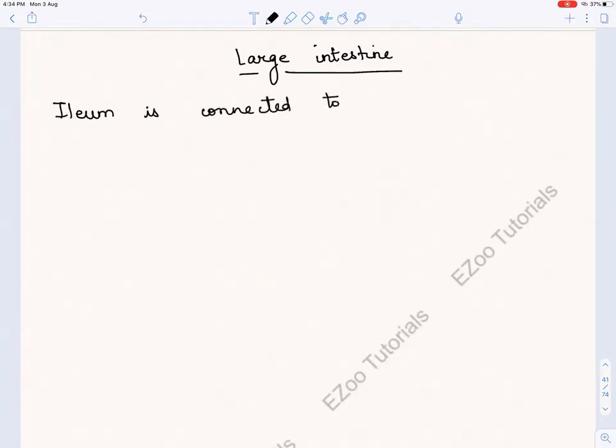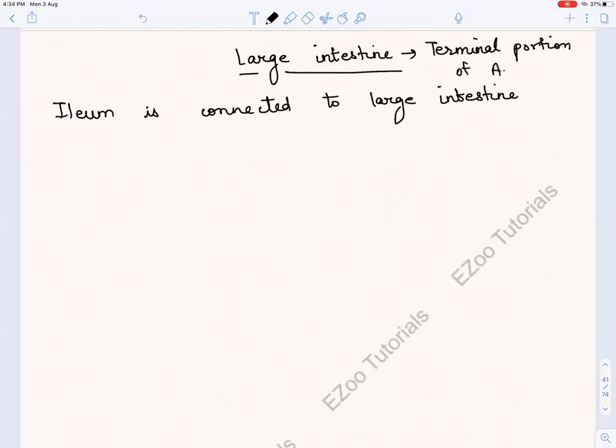Now let us do the large intestine. The last part of the small intestine was what? It was the ileum, which is connected to the large intestine, right? Please make notes when you are studying. It helps you to remember. Ileum is connected to the large intestine, and the large intestine is what? It is the terminal portion of the alimentary canal. Okay.